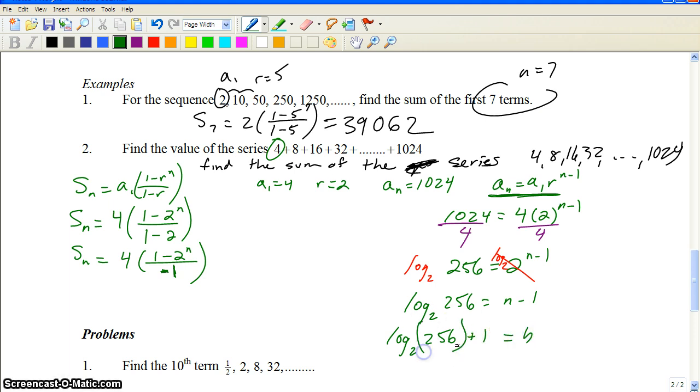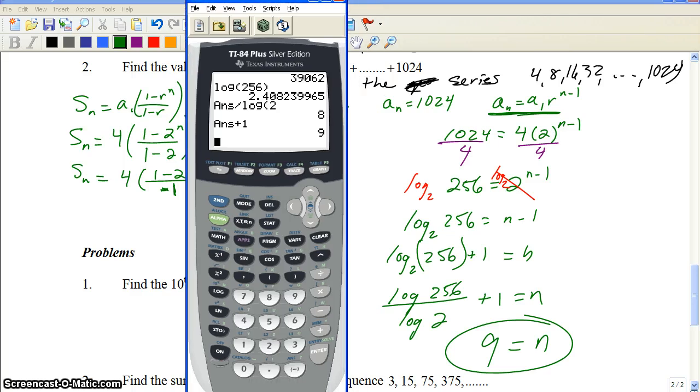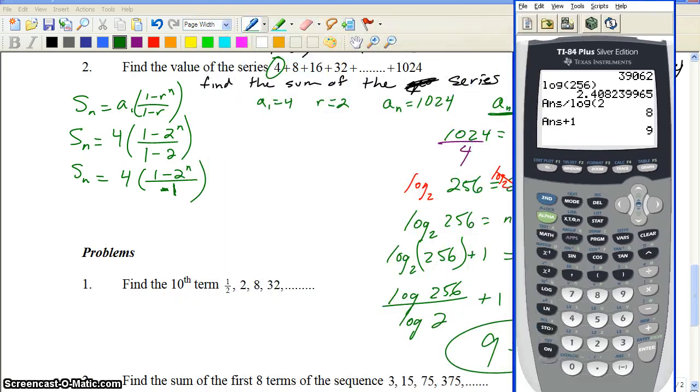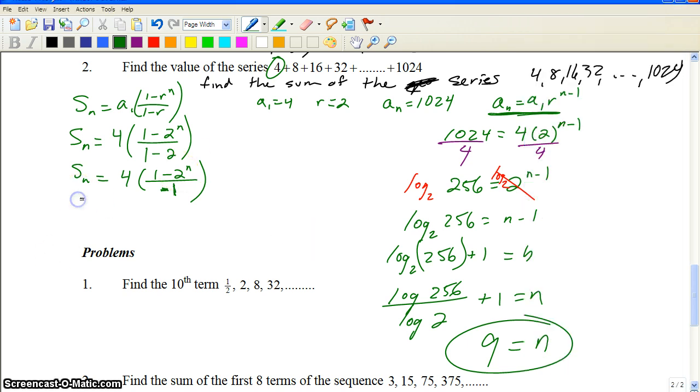By the way, the 256 plus 1 you can't do by yourself. All right, guys, make sure you get n equals 9 when you type it in your calculator. That's how I typed it in my calculator to make sure I got 9. Okay, make sure that's the case. Once we know what n is, we can substitute it in. S sub 9 equals 4 times 1 minus 2 to the 9th over negative 1.